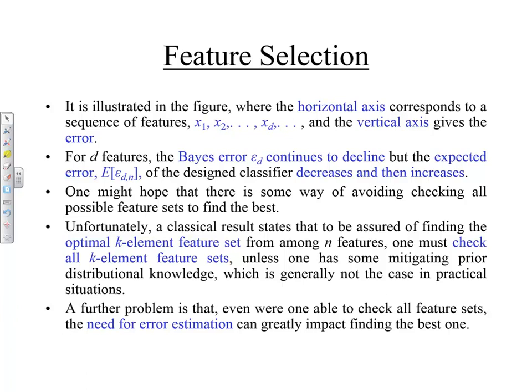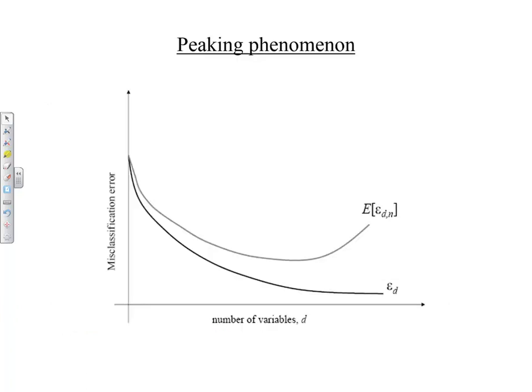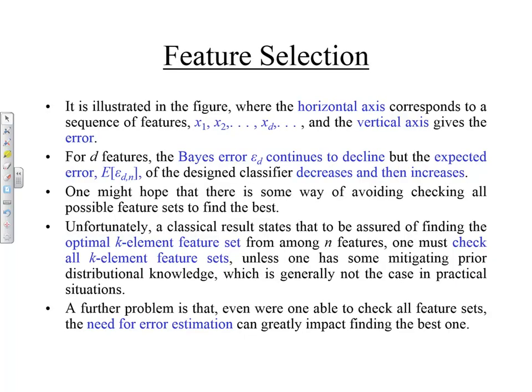So this peaking phenomenon is illustrated in the previous figure. I think that's what it's referring to. This is the peaking phenomenon. It's coming down, then it goes up as you increase the number of features. The horizontal axis corresponds to a sequence of features, x1, x2 up to xd, and the vertical axis gives the error. For d features, the Bayes error epsilon d continues to decline, but the expected error, which is the error of the designed classifier, decreases and then it increases.